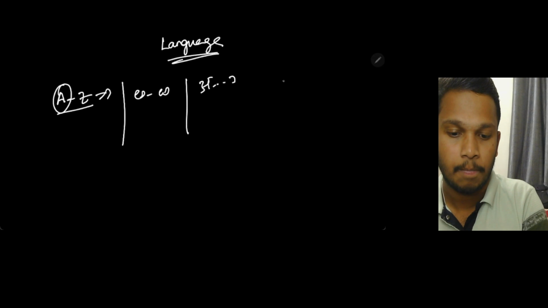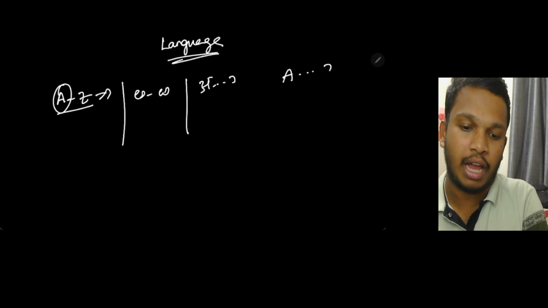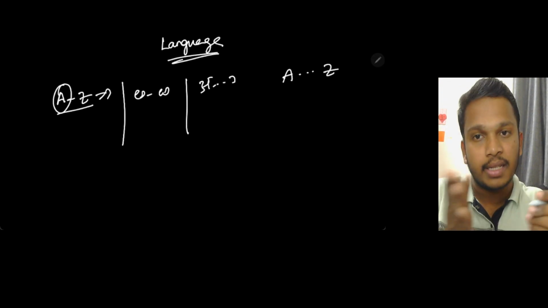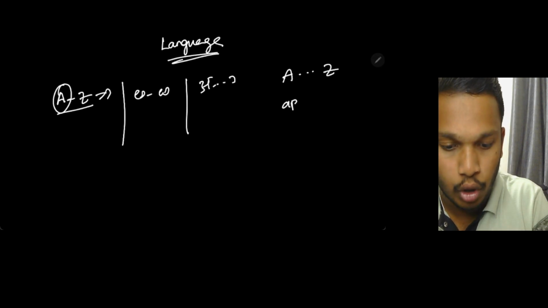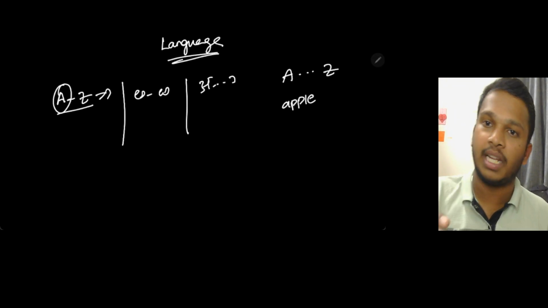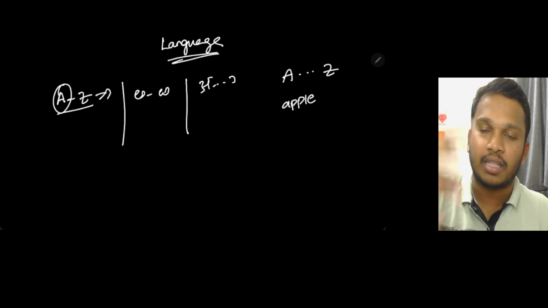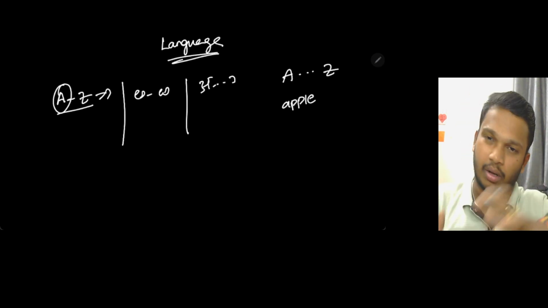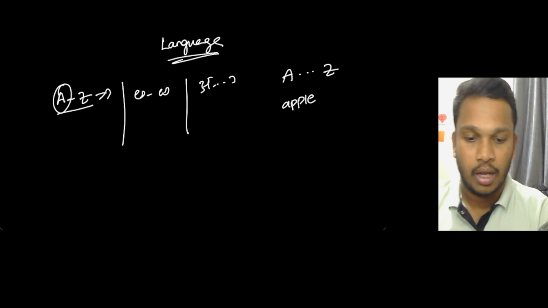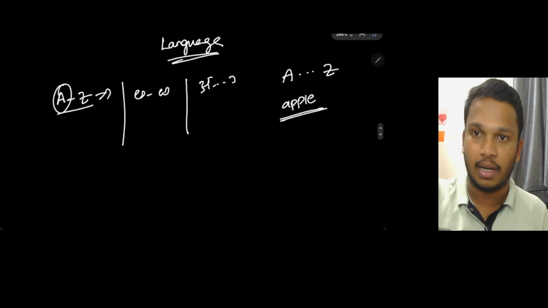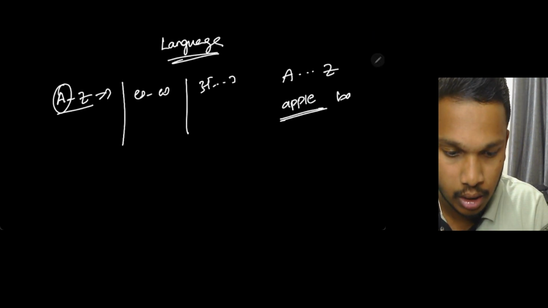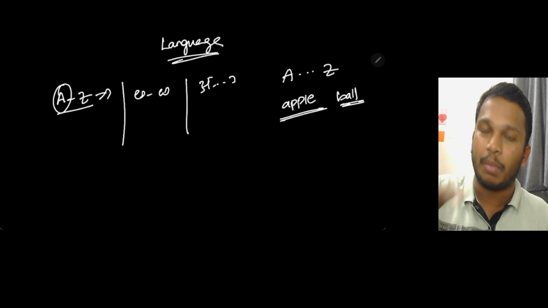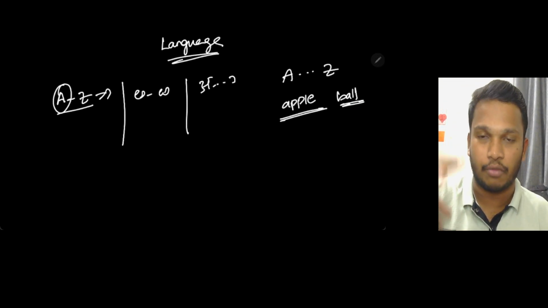For example, in the English language, we have A to Z. By using only this A to Z, you will form words. For example, apple. Apple is a combination of alphabets, picked one by one in some order, and they made the word apple. Similarly, ball. This is also a combination of some alphabets.